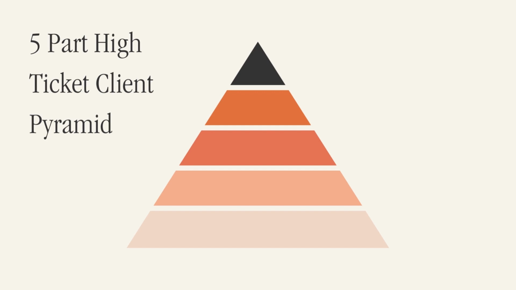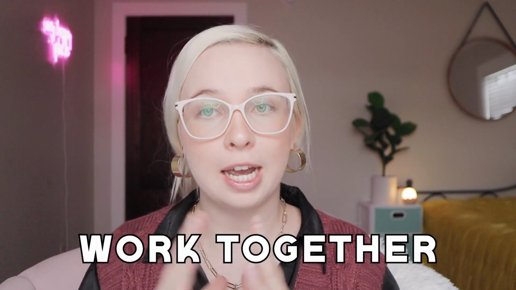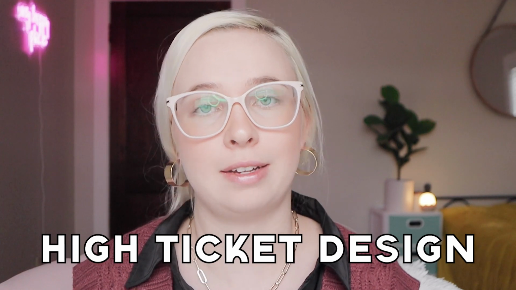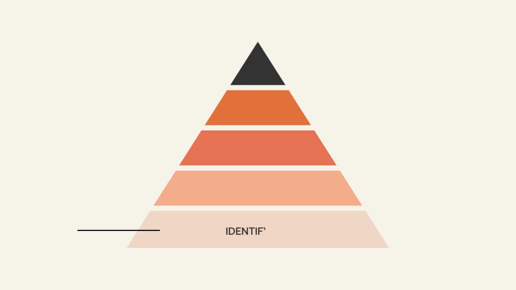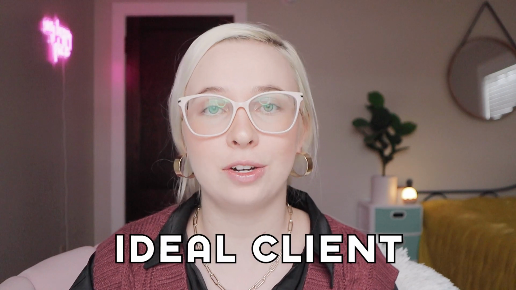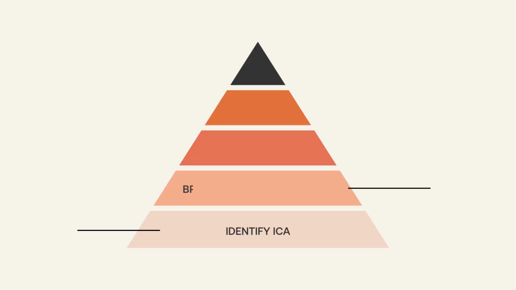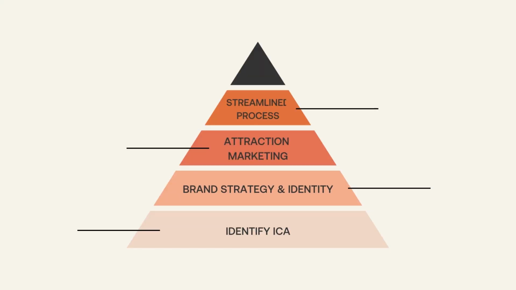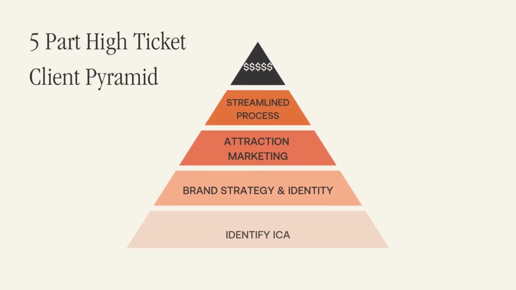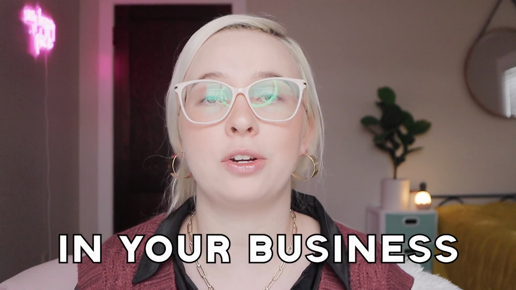I'm going to break this down into a 5-part pyramid so you can understand how all of the things that I did work together to attract and help me book these high ticket design clients. The first thing I did is identify my ICA, also known as Ideal Client Avatar. I then developed my own brand strategy and visual identity, utilized attraction marketing, streamlined my process, and then ultimately that's how I ended up booking this high ticket design client. But what if you don't know what any of those things mean? Don't worry, I'm about to break down each one of these 5 parts into individual segments so we can dissect what they actually mean and how you can actually implement them in your own design business.